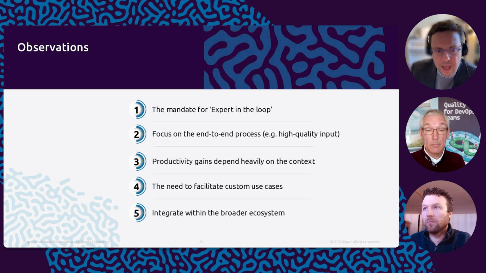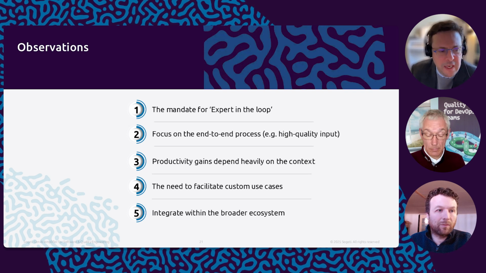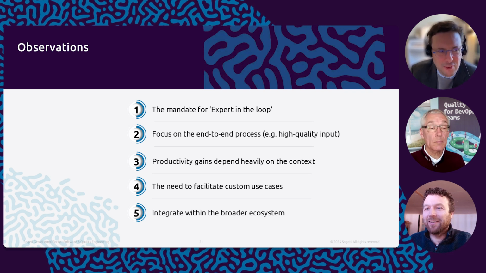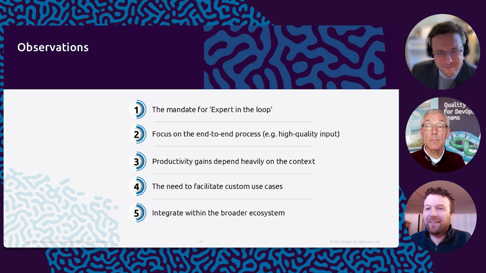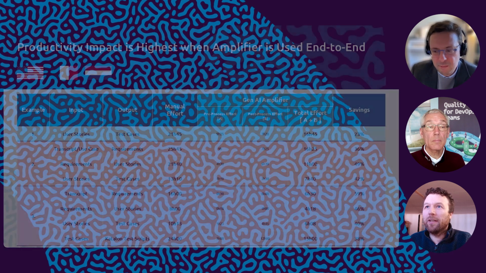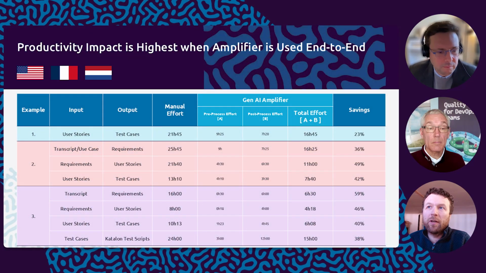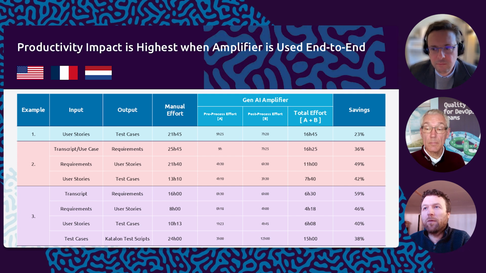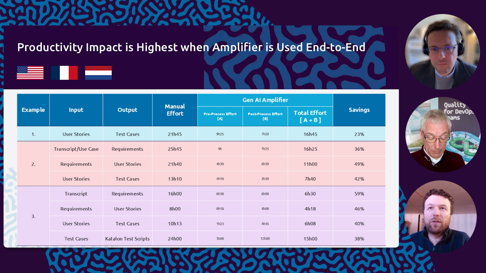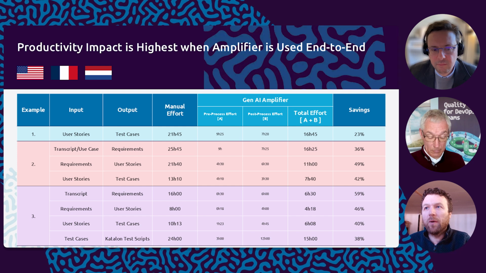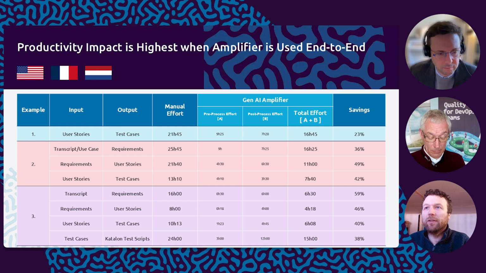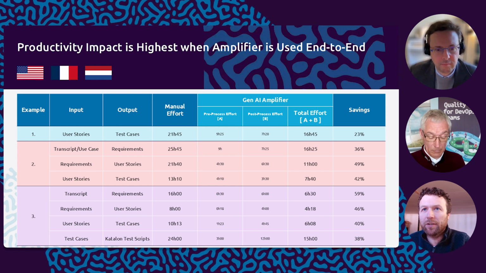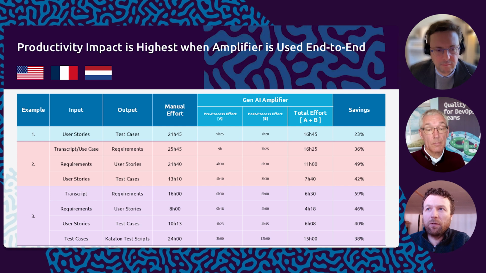And Wouter, now let's talk a little bit about the figures, and not just talk about observations. Exactly. So you are already telling about it. If you use the whole flow and start from the input already, improving the quality of the requirements, then you benefit most of all the value that Gen AI can leverage. And that's also what we see now in reality.